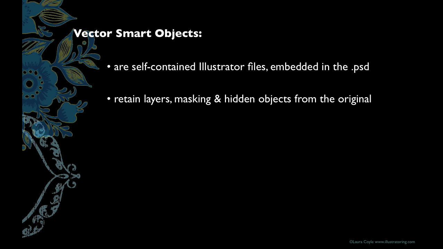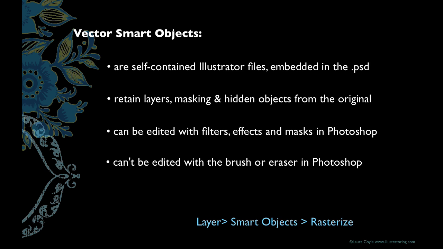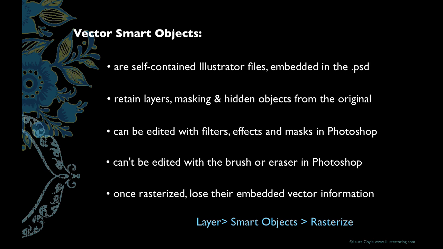And when you work on the Vector Smart Object in Photoshop, you can apply filters, you can apply effects and masking in Photoshop, but this doesn't alter the embedded vector art. But you can't alter pixels by painting on or erasing Vector Smart Objects in Photoshop until you rasterize them. And to rasterize a Vector Smart Object, the command is in the Layer menu, and then choose Smart Objects, Rasterize. But beware, it's a one-way trip. Once you rasterize, the vector information is gone from the Photoshop file.